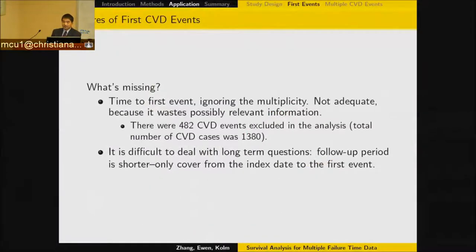But what is the problem in our study if we only look at the first event? Time to first event ignores the multiplicity, which means we will miss a lot of multiple events. This method is not adequate. For example, in our project there were 482 CVD events excluded from the analysis. So about one third of events were excluded, which means a lot of information loss.